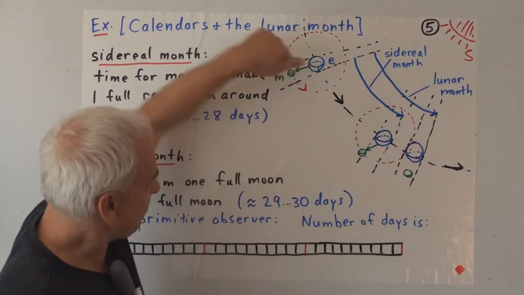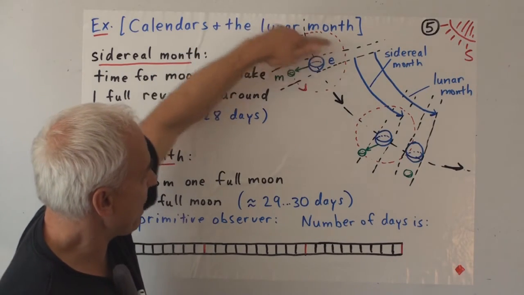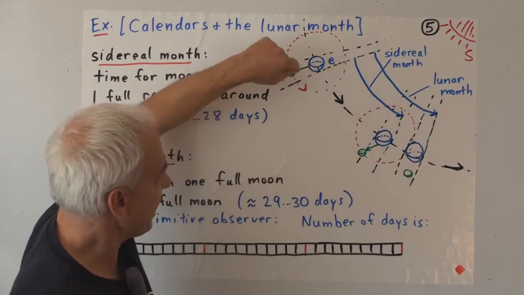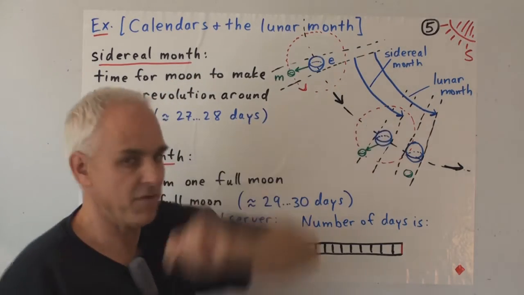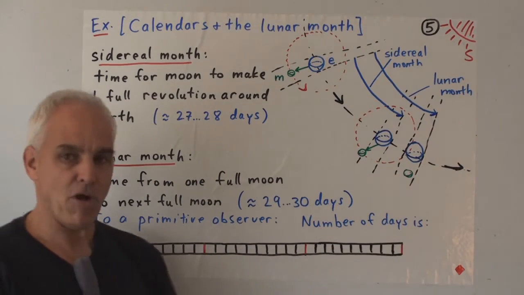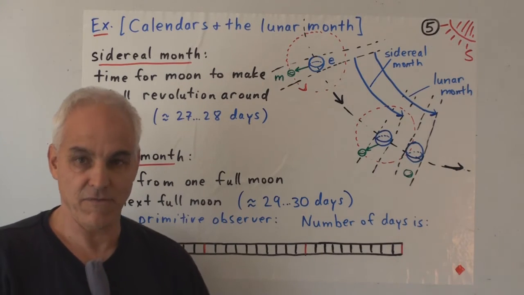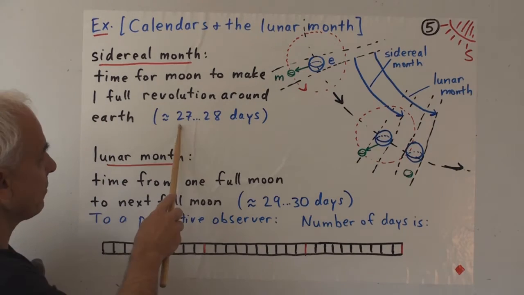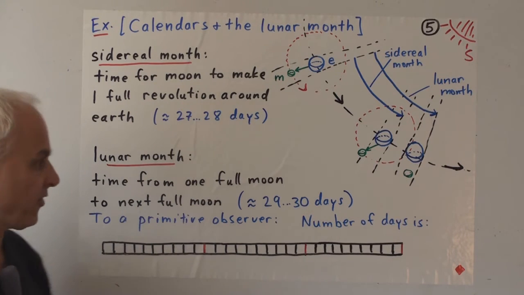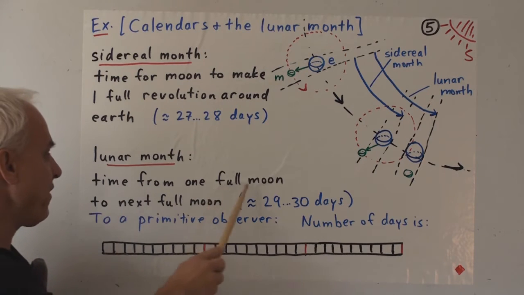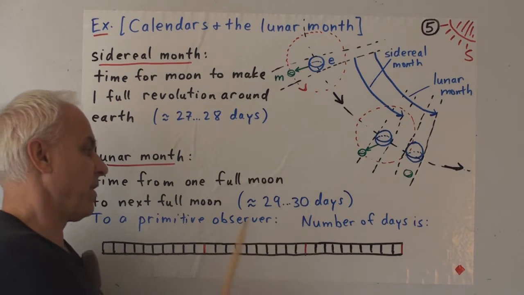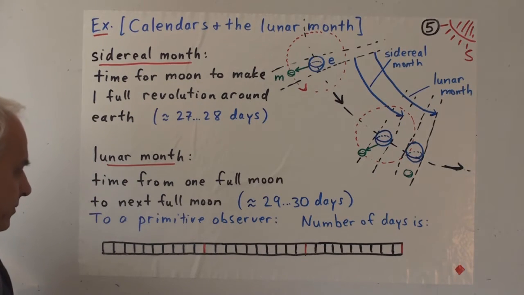So that means that the period that it takes for the Moon to actually make a complete revolution, which is called a sidereal month, is somewhat less than it takes from one full moon to another full moon, which is called a lunar month. Okay, so astronomers know all about that kind of stuff and have been studying that for thousands of years. So it turns out that the time for the Moon to make one full revolution around the Earth is 27 or 28 days. But the time from one full moon to the next full moon is slightly more. It's roughly 30 days, or maybe a little bit less.